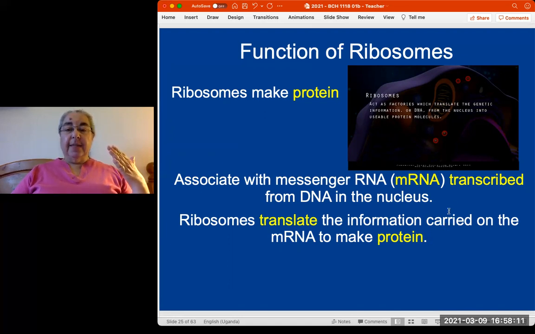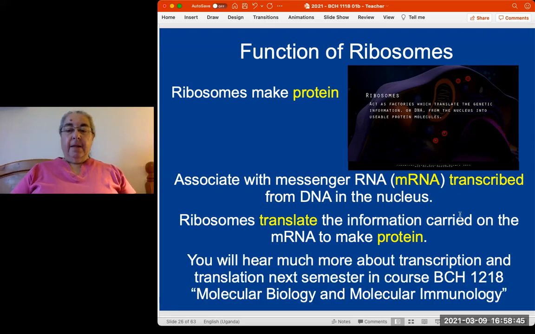So in the cytoplasm, the messenger RNA becomes attached to ribosomes and is translated to make protein. So this process means that the information to make the protein can be stored in the nucleus, but it's used in the cytoplasm by the ribosomes. Okay, a transfer of information. So, as I said, we'll be looking at transcription and translation in detail next semester.